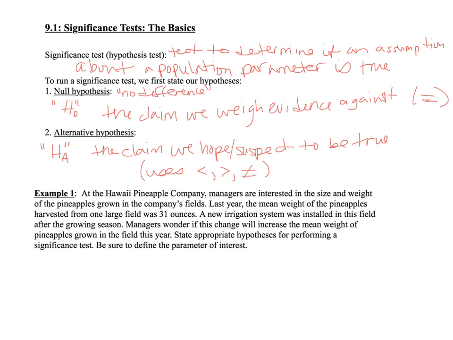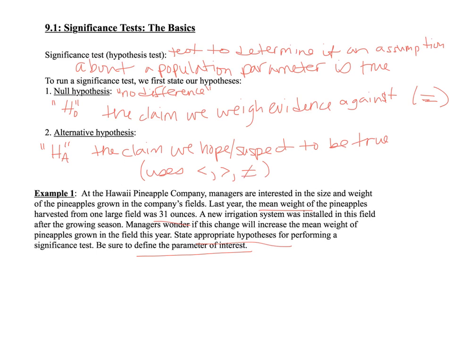So for our first example, we're going to be writing our first hypotheses. They're telling us that last year the mean weight of some pineapples was 31 ounces. So you'll notice right away that we're looking at means. A new irrigation was installed. They wonder if the change increases the mean weight of pineapples in the field this year. So they're going to ask us to state appropriate hypotheses, and also we want to define the parameter of interest.